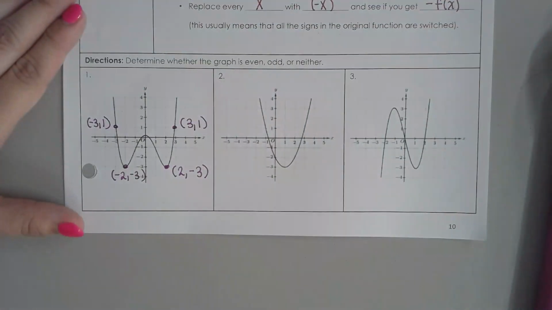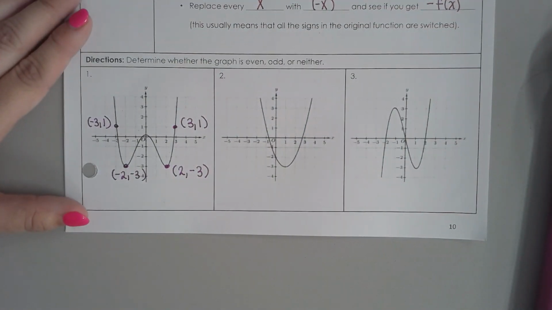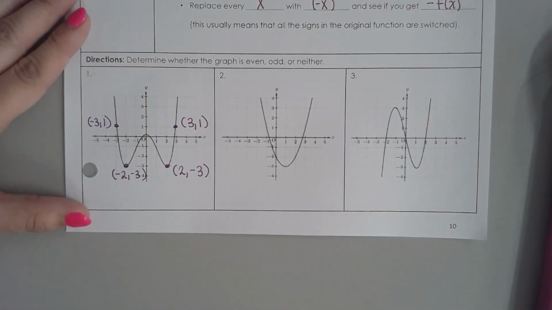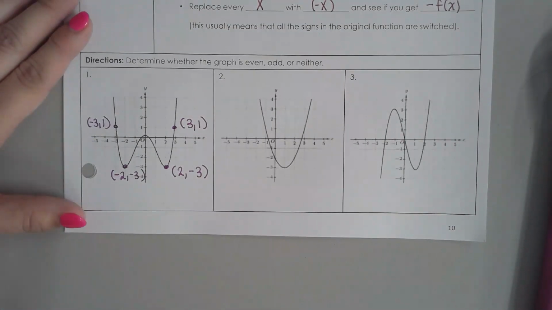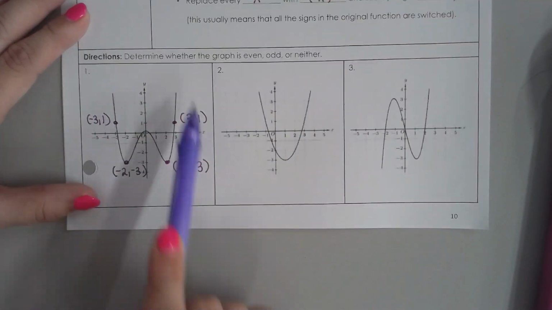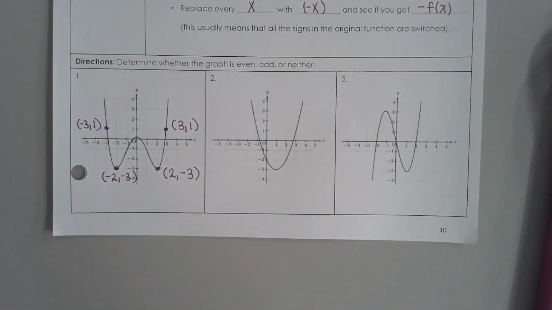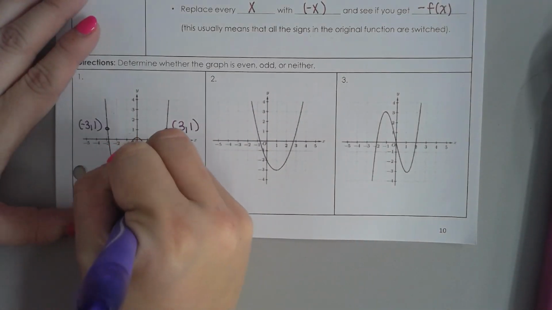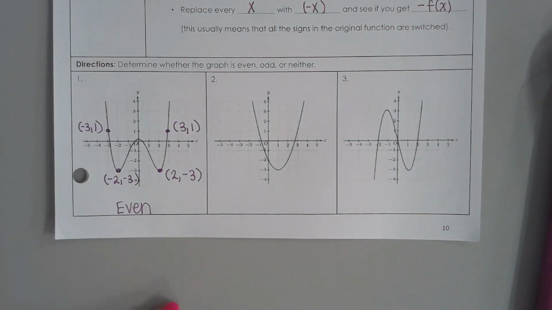So for an even function, you have two points where the x values are opposite signs and the y values are the same. I could test that out all day long. If I were to cut this picture out and fold it right on the y-axis, my graph would overlap. So that makes it even. Okay.